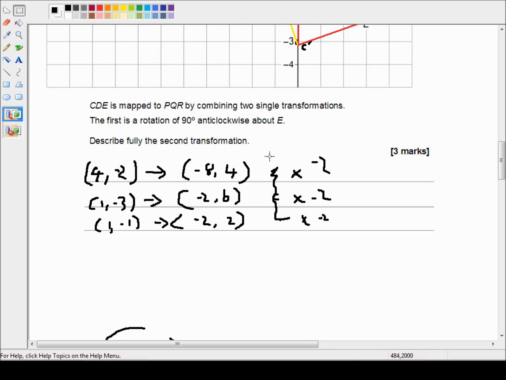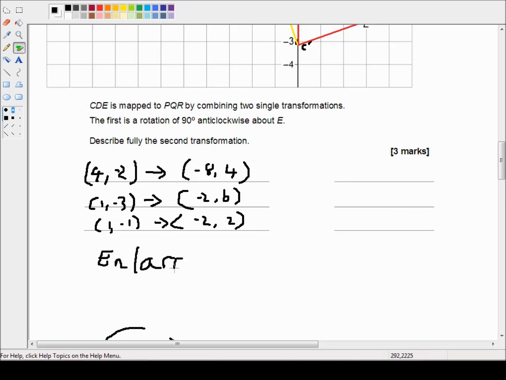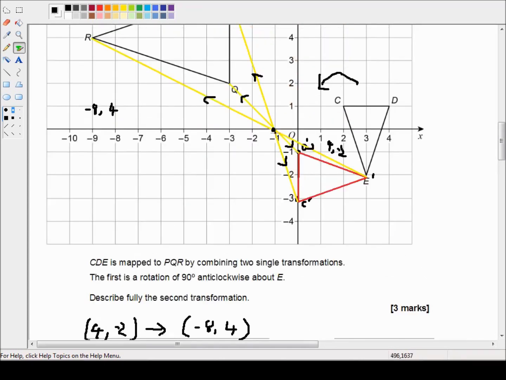So what we're looking for as an answer is an enlargement of scale factor negative 2 centered on negative 1 comma 0. As you can see, there's negative 1 comma 0.